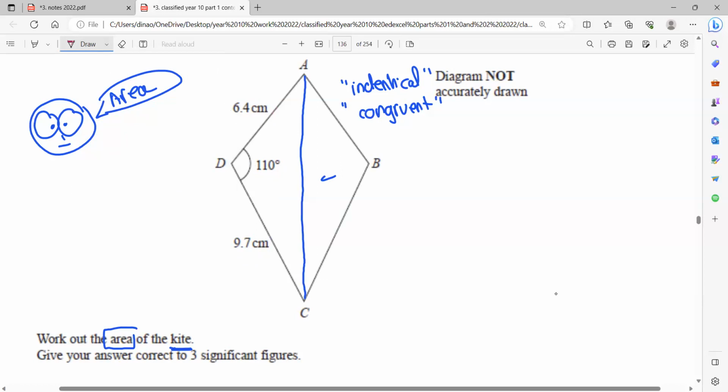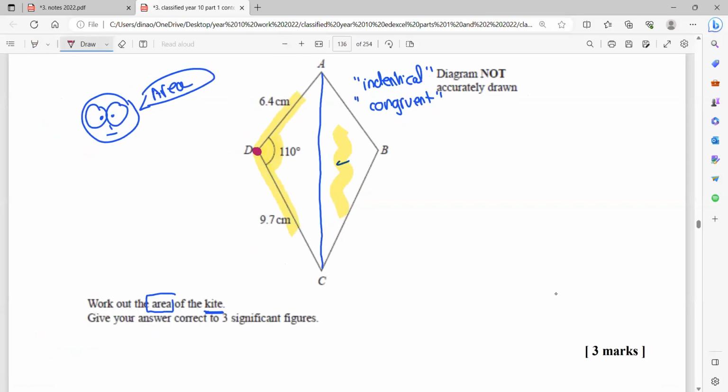So as we said, for the kite, you draw the longer diagonal, as you can see. I'm going to highlight these triangles. These two triangles are totally identical, so it would be enough to calculate the area of one triangle and multiply by 2, applying the area sine rule, which is half times side multiplied by side multiplied by the sine of the angle connecting them, okay? So the area of one triangle is half times 6.4.